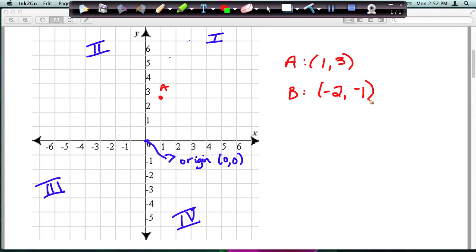Okay, so now let's plot B, (-2, -1). So you do the same thing. Again, I'm going to start from the origin. The x value is -2. Since it's negative, I need to move to the left 2. And then my y value is -1, so that's telling me to move down 1. So (-2, -1) is right here.